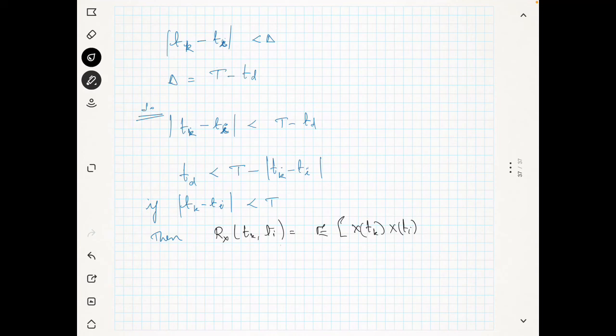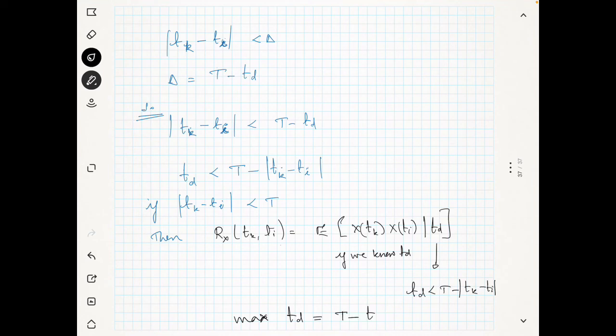But if we know td, then it is nothing but the conditional expectation over td. That means x of tk, and this td has a constraint that td is less than T minus tk minus ti, if td is given. Okay, so this is the condition. So the maximum value for td will be T minus tk minus ti. This is the maximum value.